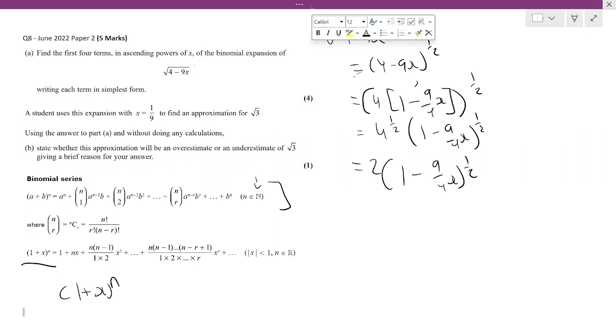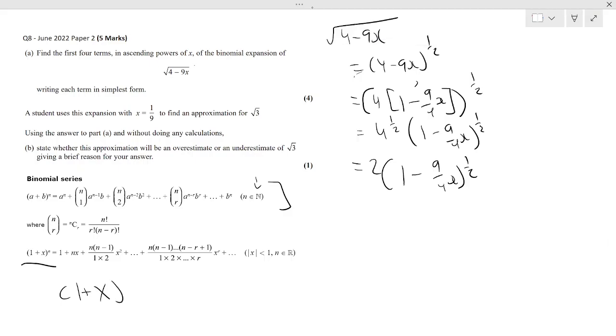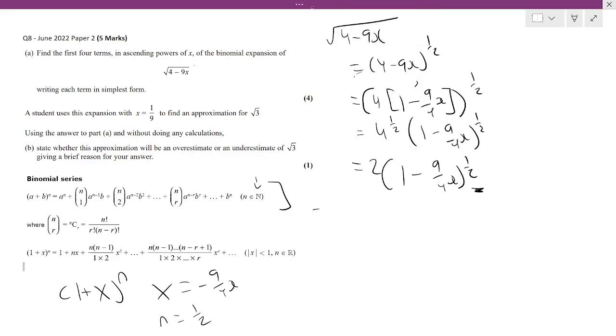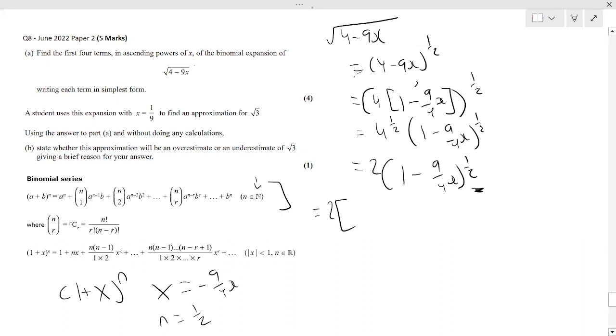Because now we could say, if I call this big X over n, then big X is going to be minus 9 over 4x. Hopefully you can see that. If I substitute that in, I get this same bracket here. And I can call n as a half, which is this index here. Then if I substitute these two into this formula here, I get my expansion, right? So I'm going to ignore the 2, then apply the expansion to this bracket here, because then I could just times by 2 at the end.